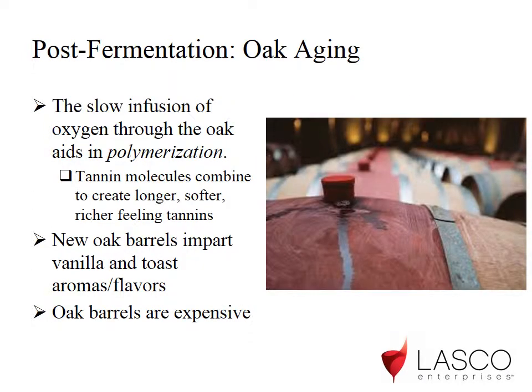Aging, often in oak, is important for all but the freshest and most youthful of red wines. The slow infusion of oxygen into the wine through the oak aids in polymerization, a process in which tannin molecules combine to create longer chains and so softer, richer-feeling tannins. New oak barrels also impart vanilla and toast aromas and flavors into the wine, which many find favorable. However, oak barrels, especially new barrels, are expensive. They can add up to $5 to the cost of every resulting bottle.